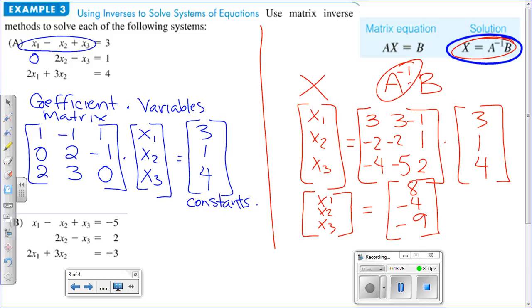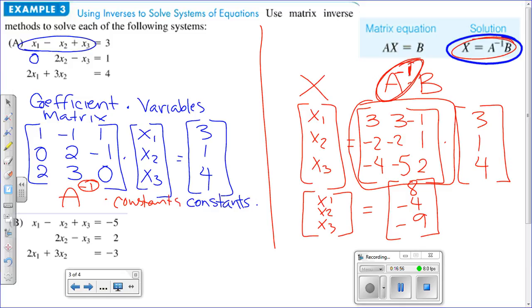And so on this one, if you are confused, remember this matrix is representing the inverse already. This one is just A. This one is already A inverse. So you could also do that on the calculator, or you could do it like we did before: enter the original, get the inverse symbol, and then multiply by the constants.